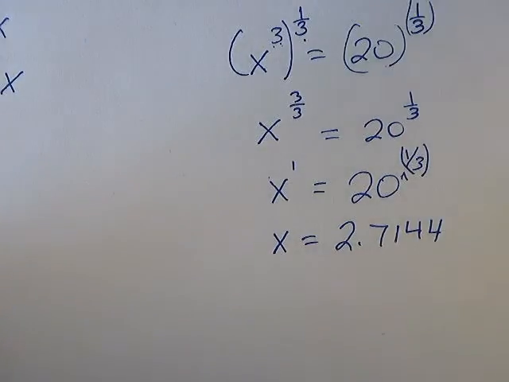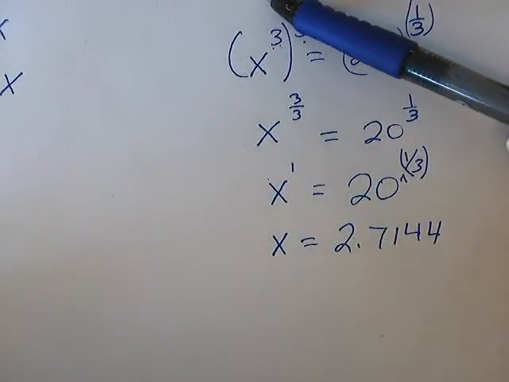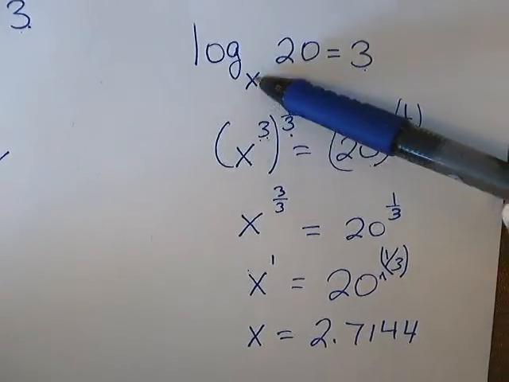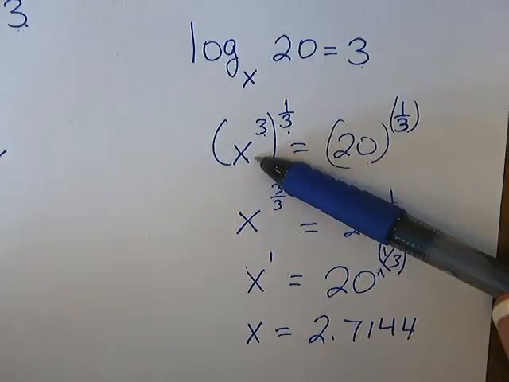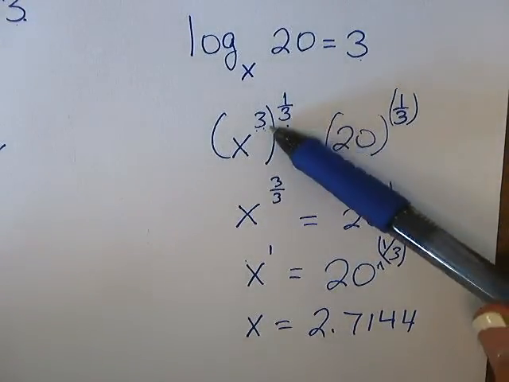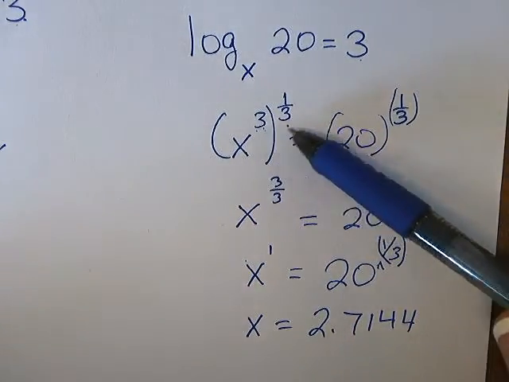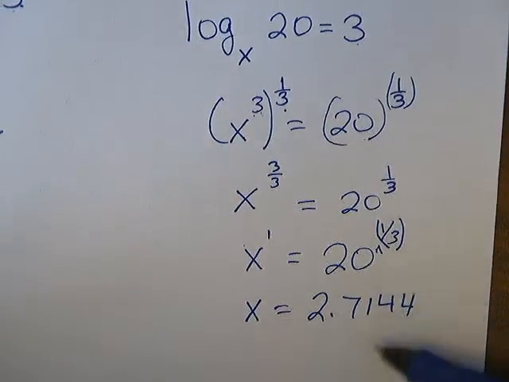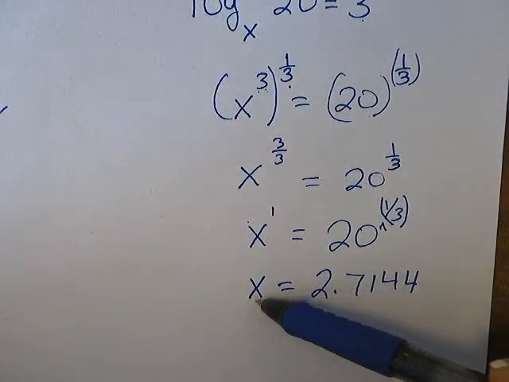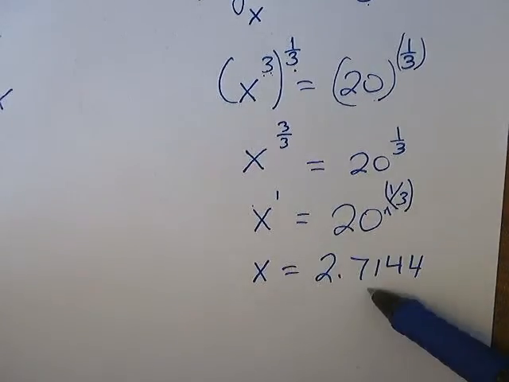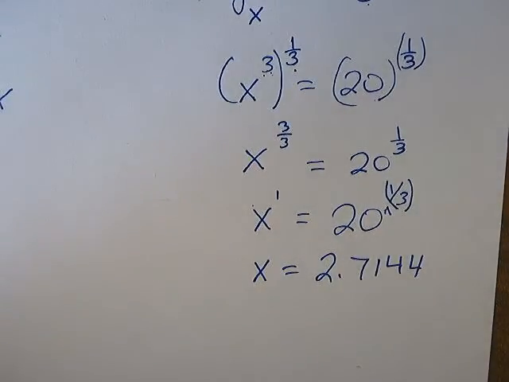So again, if we have a log equation and my unknown is in the base, I have to write it as an exponential equation and then raise it to the reciprocal power. The reciprocal power gives me the exponent of 1, so I'm going to have my unknown raised to the first power equal to some value that I get by plugging it into the calculator.